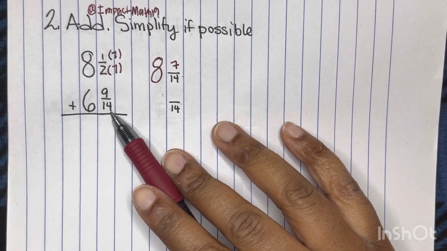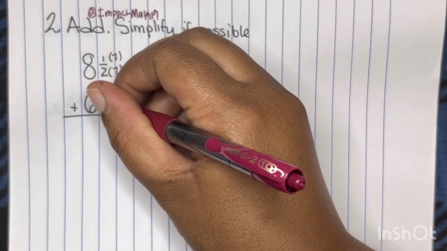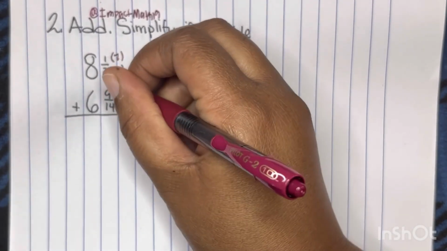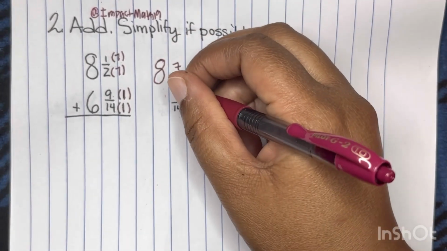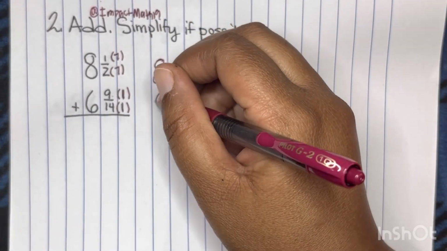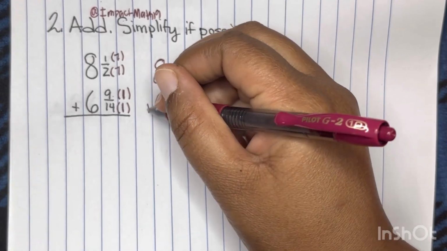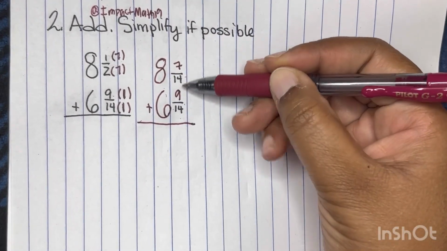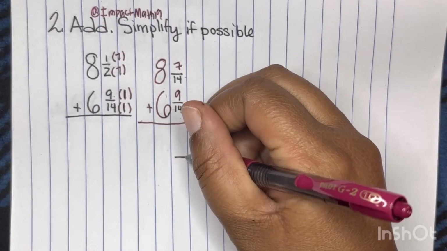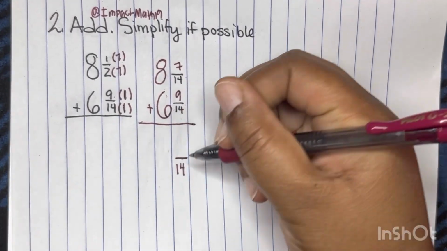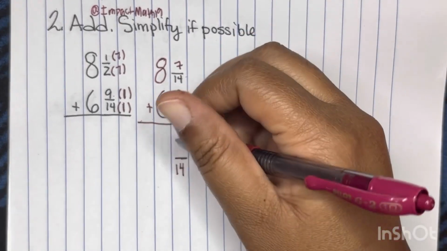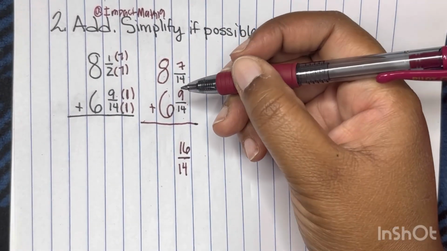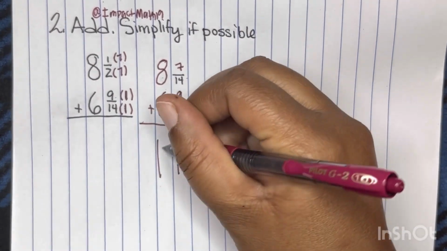Then we already have a 14 here. So 14 times what number gives us 14? Well, 1. And what we do to the bottom, we do to the top. 9 times 1 is 9. And we're going to carry over the 6. And now we can add because we have the same common denominator. So our denominator stays the same as 14. And then 9 plus 7 is going to give us 16. And 8 plus 6 is going to give us 14.